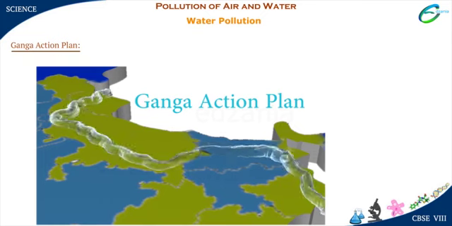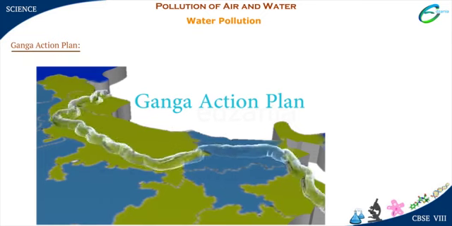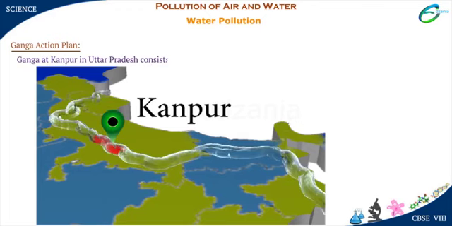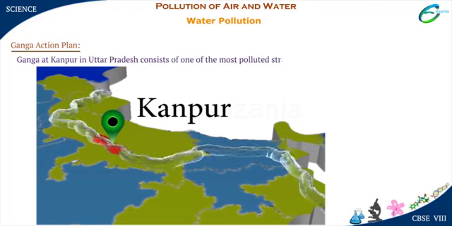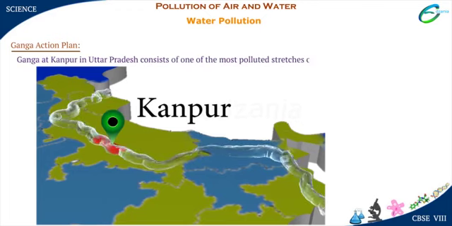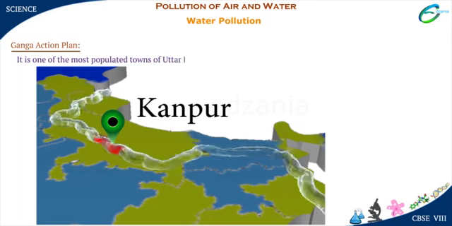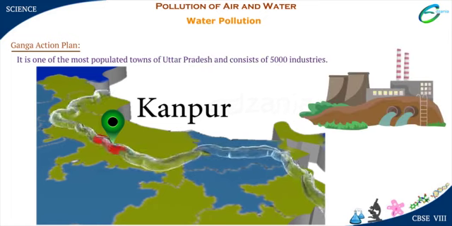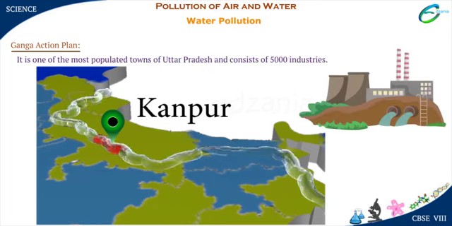One example of such pollution is the Ganga at Kanpur in Uttar Pradesh, which consists of one of the most polluted stretches of the river. It is one of the most populated towns of Uttar Pradesh and consists of 5,000 industries. The waste present at this side of the river is enormous. Thus, the amount of water is comparatively small and the flow of water is very slow.